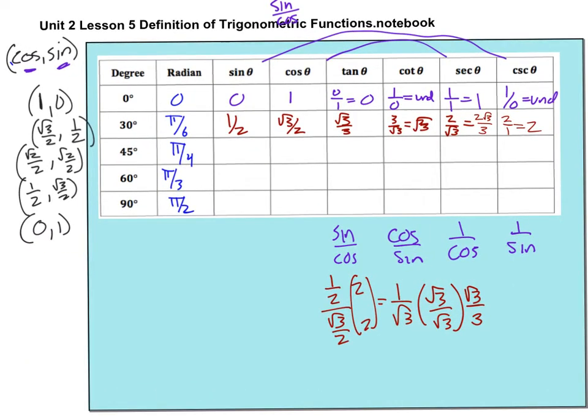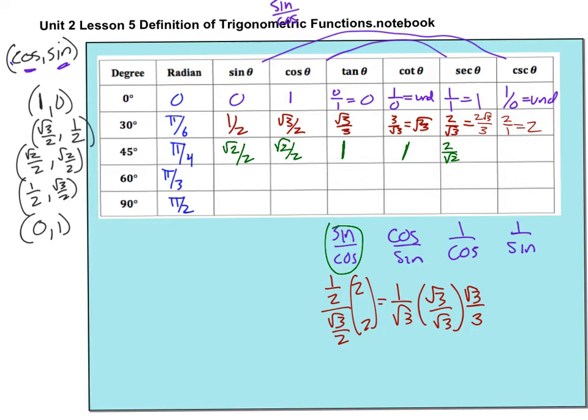So let's look at 45. For 45, sine, remember, is going to be your y value, so square root of 2 over 2. Cosine, square root of 2 over 2. Tangent, remember, is sine over cosine, so that just becomes 1. Then if I flip over 1, you get 1.